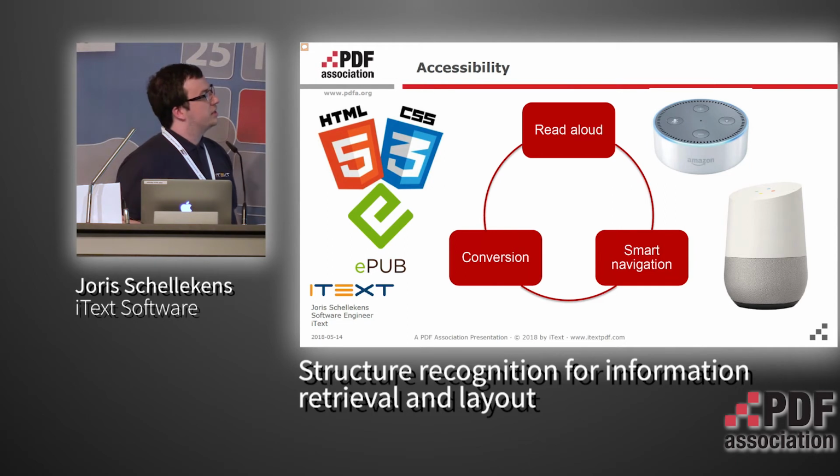Another one is that suddenly you can do conversion. If you have a tagged document, it is very easy to convert it to HTML because these concepts map nicely to HTML. It also means that devices like Siri and Google Home can suddenly read untagged PDF documents. You can tell them, go to the next paragraph, and suddenly the device knows where a paragraph begins and ends. So it's a lot easier for people with disabilities to navigate through these documents that were otherwise not really accessible to them.